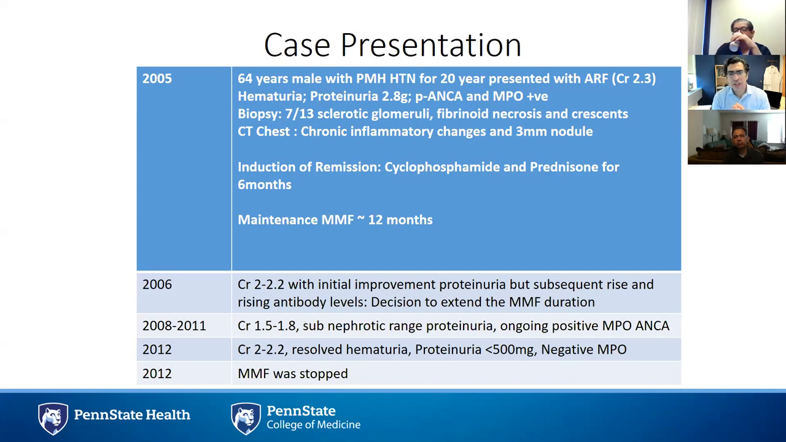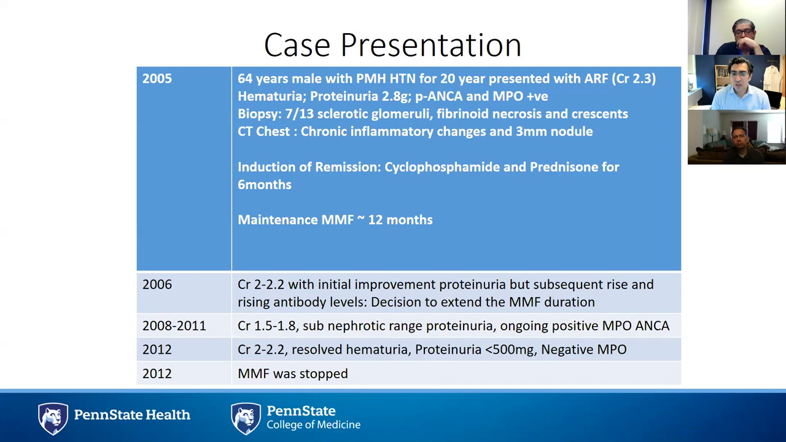His biopsy showed 7 out of 13 glomeruli were already sclerosed. There was a classic finding, and I think for the audience, the fibrinoid necrosis is a hallmark, a classic finding for ANCA-associated vasculitis. There were crescentic GN as well. There were also some lung changes, chronic inflammatory changes with a 3 millimeter nodule at that time.